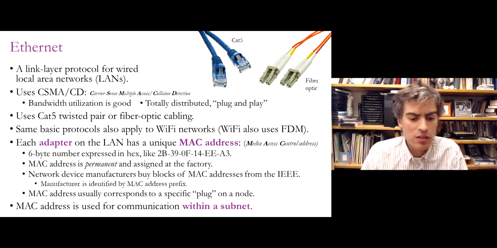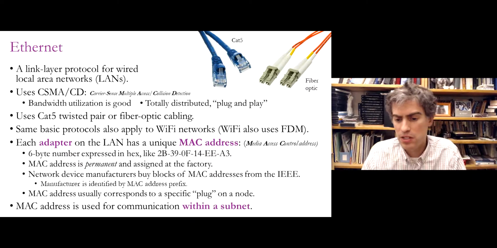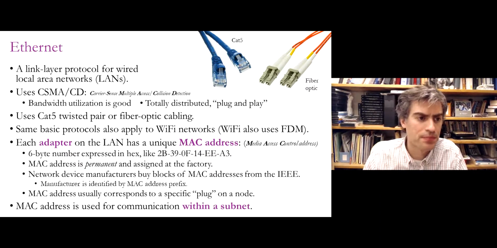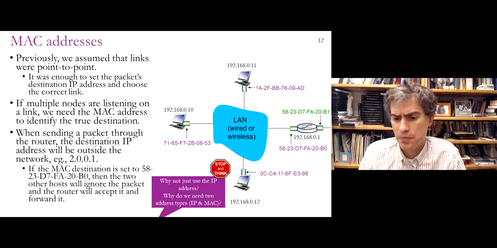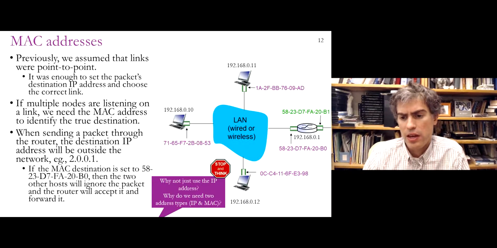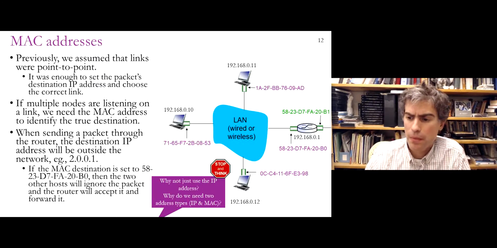And MAC addresses are used for communicating within a subnet locally. So we're going to talk more about subnets today and MAC addresses, which I mentioned earlier very briefly, but hopefully it'll make more sense after today. So imagine we have a bunch of devices on a LAN, which could be wired or wireless. They can all talk to each other through this LAN. So this is like a broadcast medium. We'll see why later.